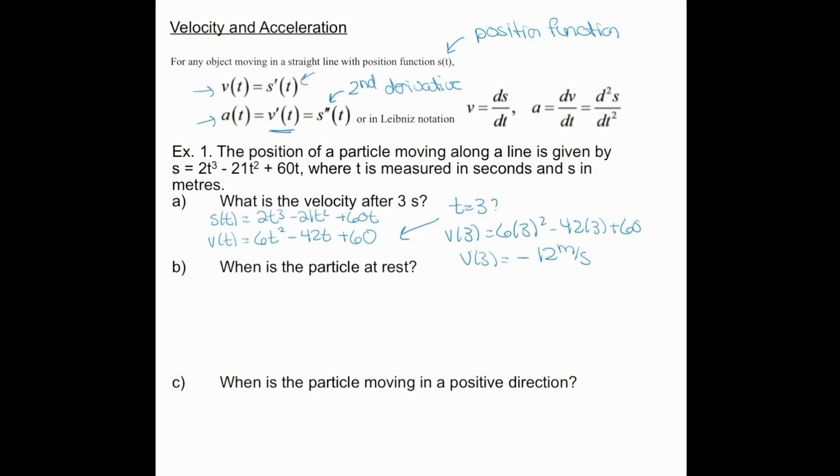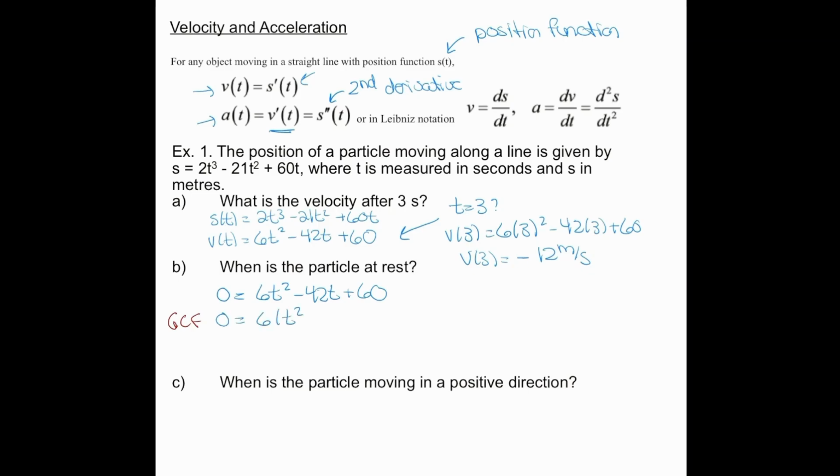Okay, the next part of this asks, when is the particle at rest? Well, the particle is at rest when my velocity is equal to 0. So I'm going to set my velocity equation equal to 0. And that's 6t squared minus 42t plus 60. And really, this is just asking me to find my zeros for this equation. So I'm going to pull out a greatest common factor, and that will be 6. So I can pull 6 out of everything.